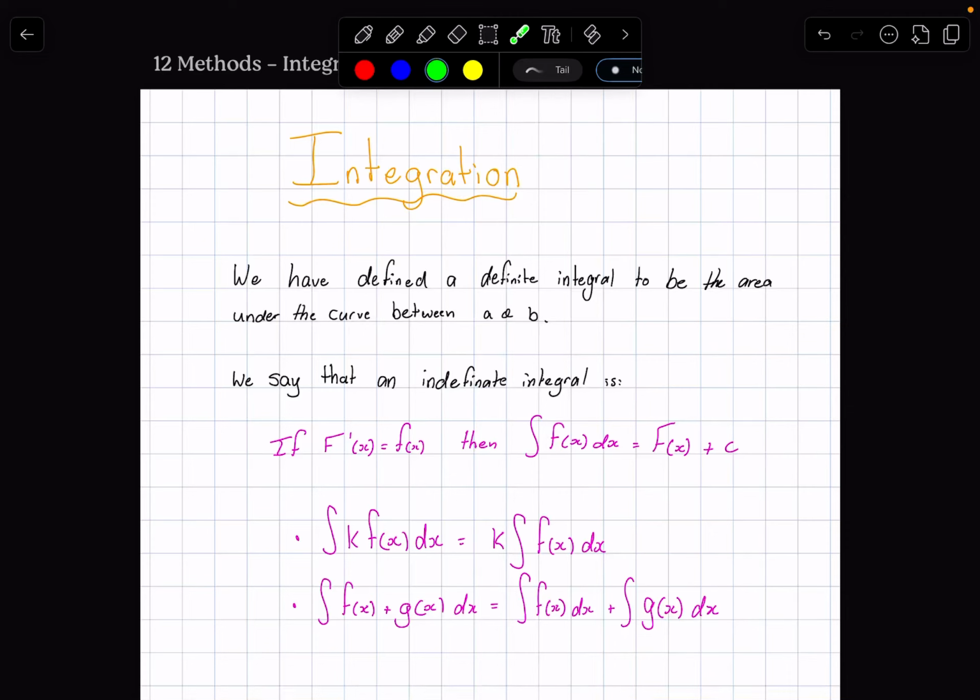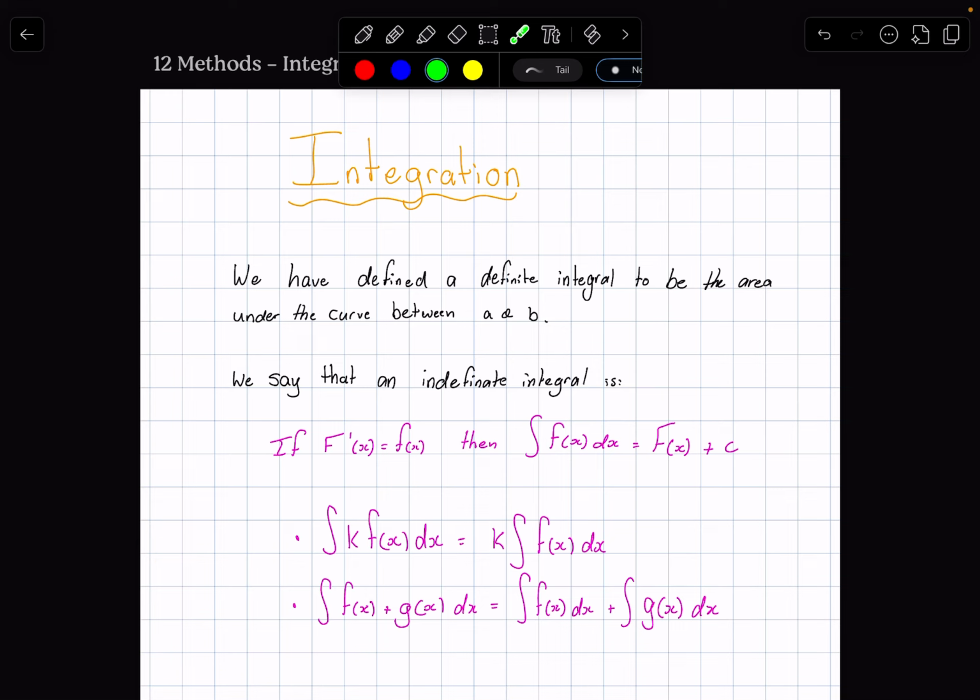G'day team, welcome back to another video, and today we're going to continue on looking at integration but in a more abstract sense. In the last video we looked at upper and lower estimates using rectangles for my area between two specific points. Now that's really good, but we don't want to be doing that for all of our points that we want to look at.